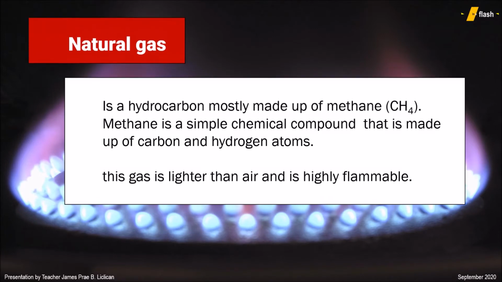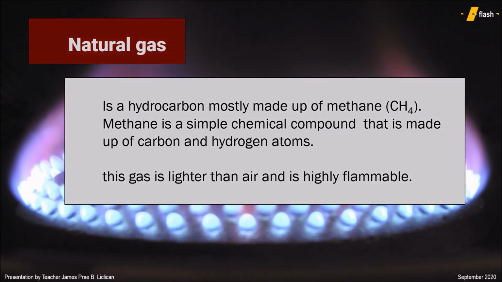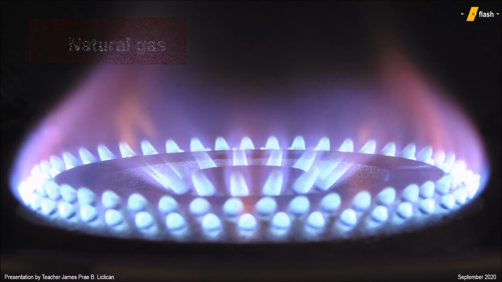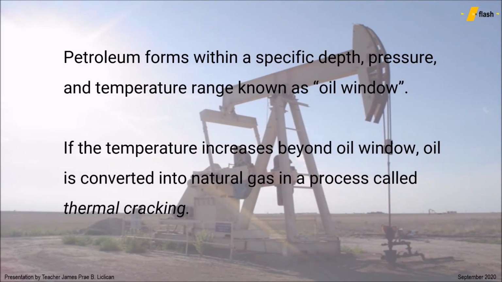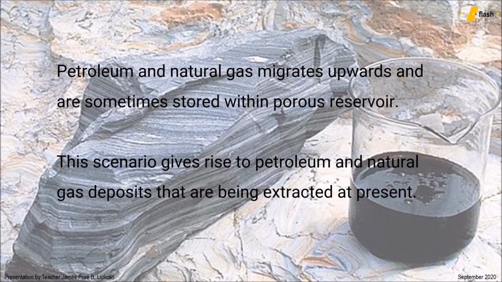Natural gas, on the other hand, is derived from the same material as the petroleum, but natural gas is formed at a specific pressure, temperature, and depth higher than that of petroleum. These specifics and the process which turn petroleum into gas is called thermal cracking. This explains why natural gas and petroleum may be extracted on the same area.